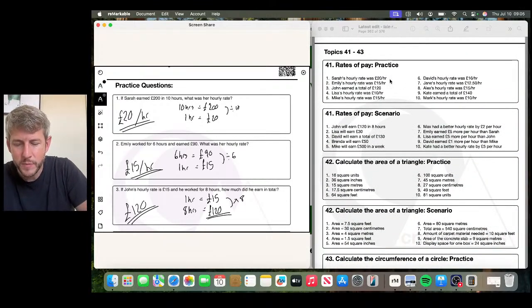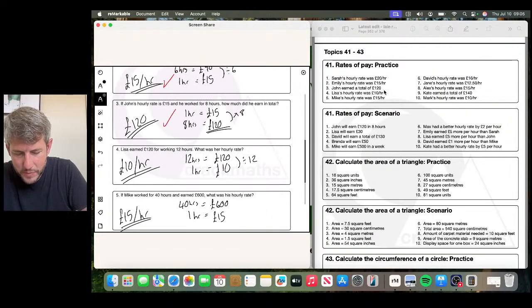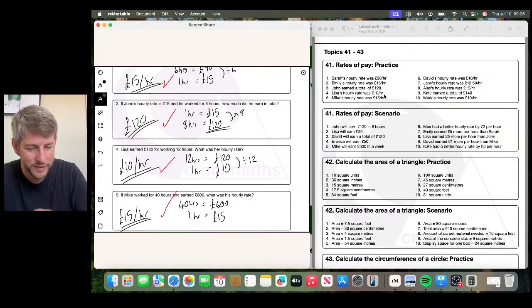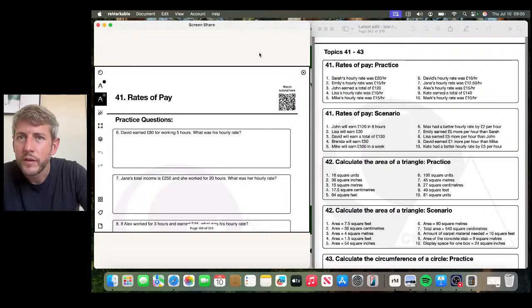So £20 per hour, £15 per hour, £120, £10 per hour, and £15 per hour. Perfect, great, nothing to do there. Okay, so let's keep going.